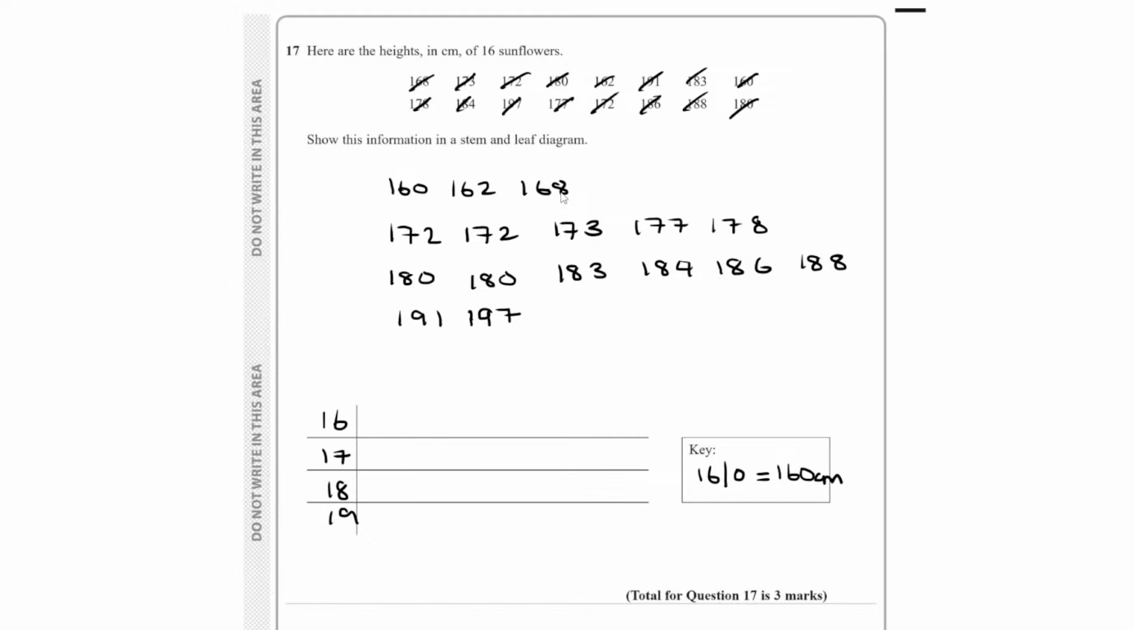Then all I need to do is put the last digits because I've already got the 160 bit, so that would be 0. Then I've got a 162, a 168. See how now it's easier because I've already put them in order. Then 172, another 172, 173, 177, 178, 180, 180, 183, 184, 186, 188, and then 191 and 197. So it should be in order like this, and you can just figure out how many rows they've given me, and that's how I'm going to split my key, because it was 160, 170, 180, 190. So that's my stem and leaf diagram.